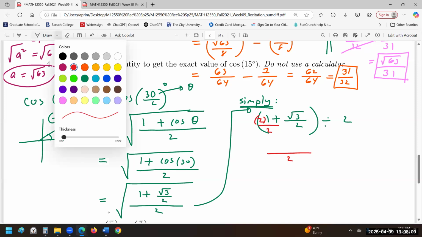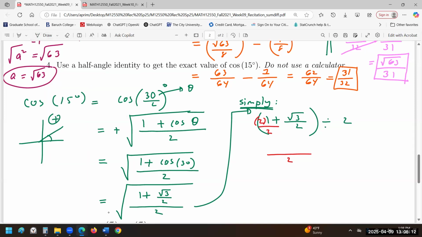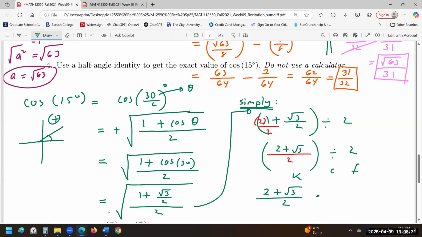So we get 2 plus square root of 3, and we are dividing this by 2. So keep, change, flip. We get 2 plus square root of 3/2 times, when you flip 2, what do you get? 1/2. And now what do we have? 2 plus square root of 3/4. And remember, all of these are under big square root. So end result has a big square root.